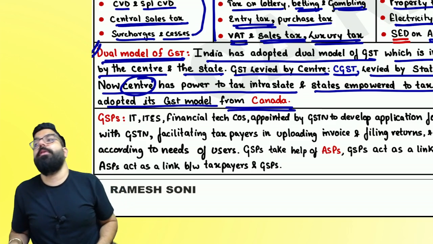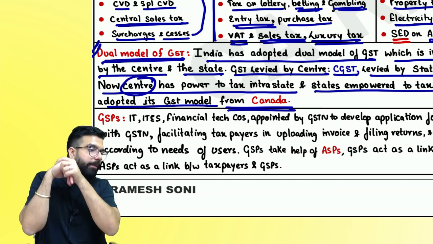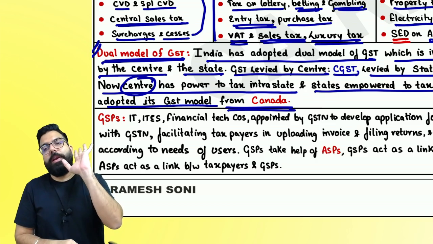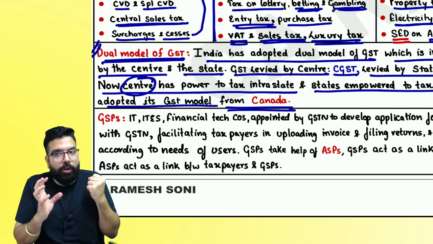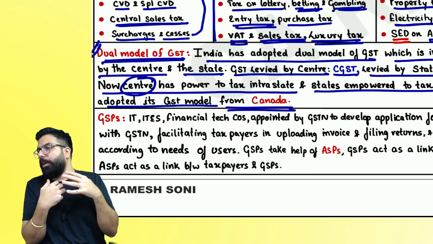What is a dual model, everyone? Whenever any transaction happens in India, both governments will eat. The central government will eat what? CGST. The state government will eat what, everyone? SGST. Are we all 100% clear till here?